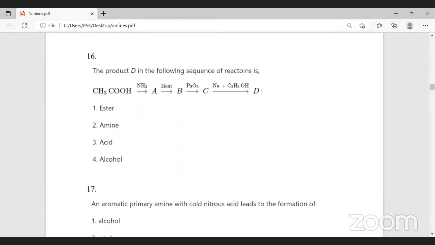The next question. The product D in the following sequence of reactions is. It's a lengthy reaction. We have learned this reaction, at least till the product C. Acetic acid, when reacted with ammonia, an acid and a base react to form a salt. The salt formed is ammonium acetate, CH3COONH4. This ammonium acetate is A.